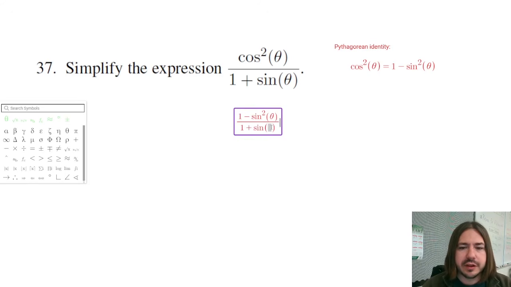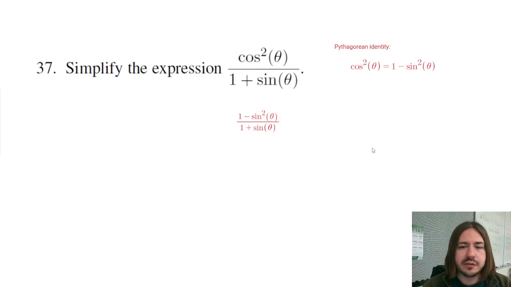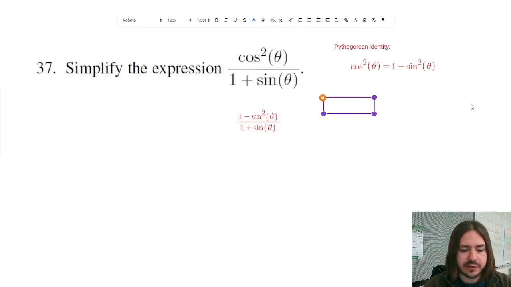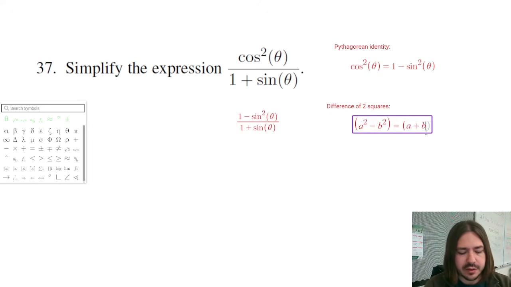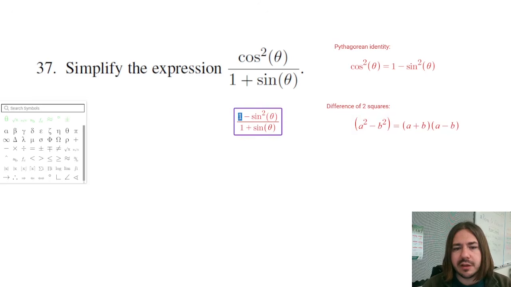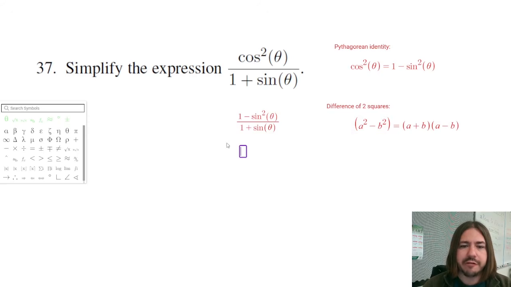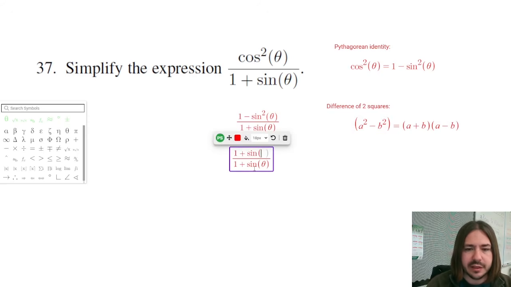Now, kind of the trick to this one is seeing that 1 minus sine squared theta is a difference of two squares. And so if you're trying to factor a difference of two squares, if you have something like a squared minus b squared, if it's in this form, you can factor it as a plus b times a minus b. And so our a here would be 1, our b here would just be sine theta. So we can factor that numerator as 1 plus sine theta times 1 minus sine theta.